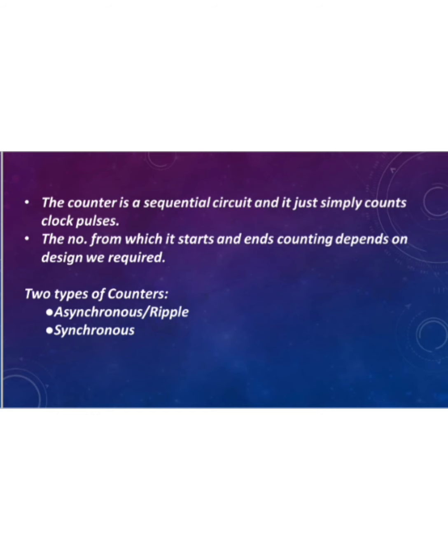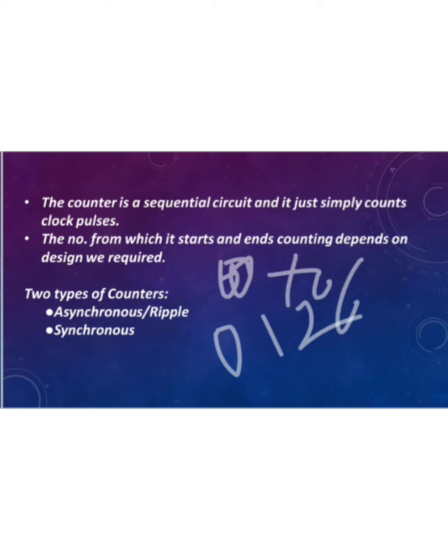First, what is a counter? A counter is a sequential circuit and it simply counts clock pulses. Like if it is at 0, then at the next state it will show us 1, and at the next state it will give 2, and it keeps on going. The number from which it starts and ends counting depends on the design we require. If we want an up counter, we will design an up counter from 0 to 6, and there may be a counter from 1 to 9.